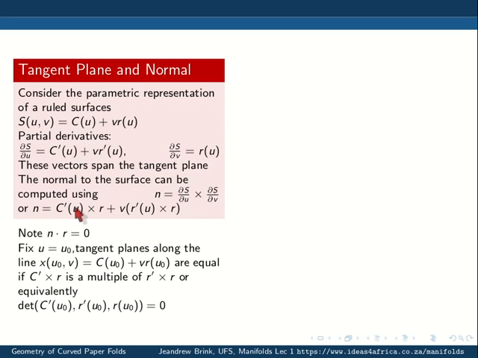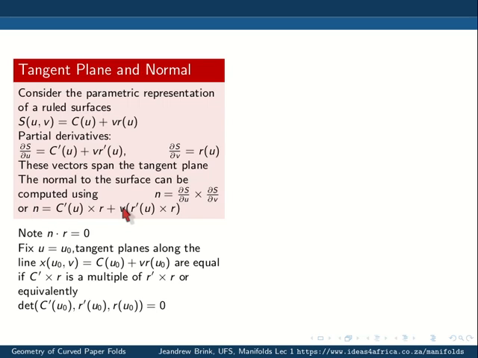What is V again? V is the vector that points... V is not a vector. V is the scalar. V is the scalar that tells you how far you have traveled along the curve. Okay, so if V is 0, then the normal to your plane is simply C prime cross R.